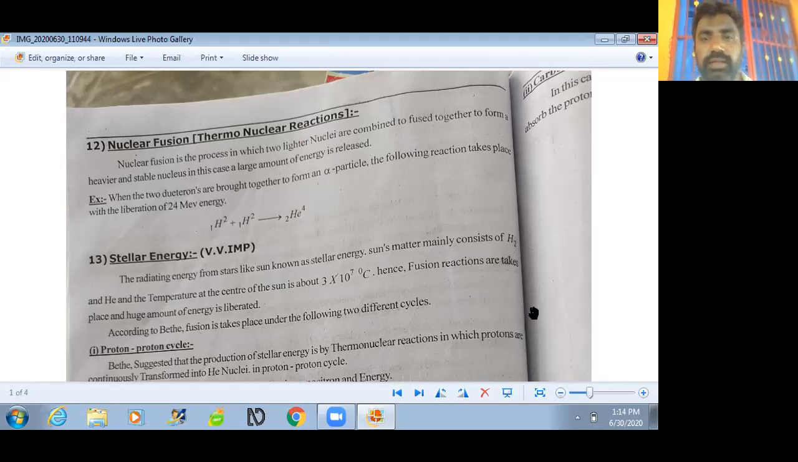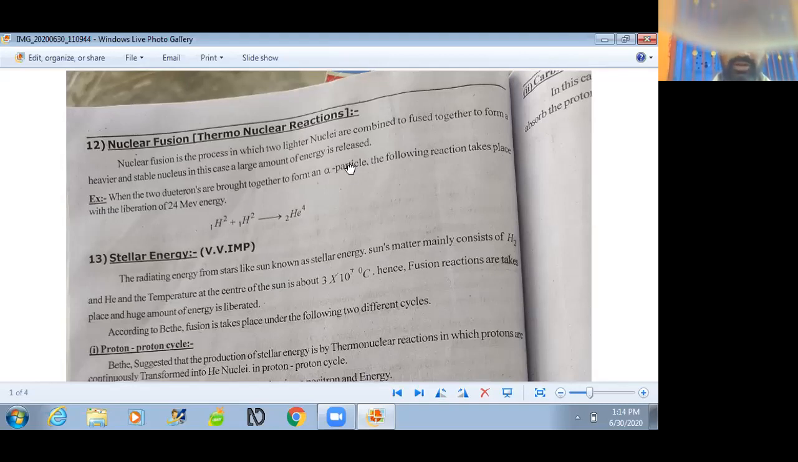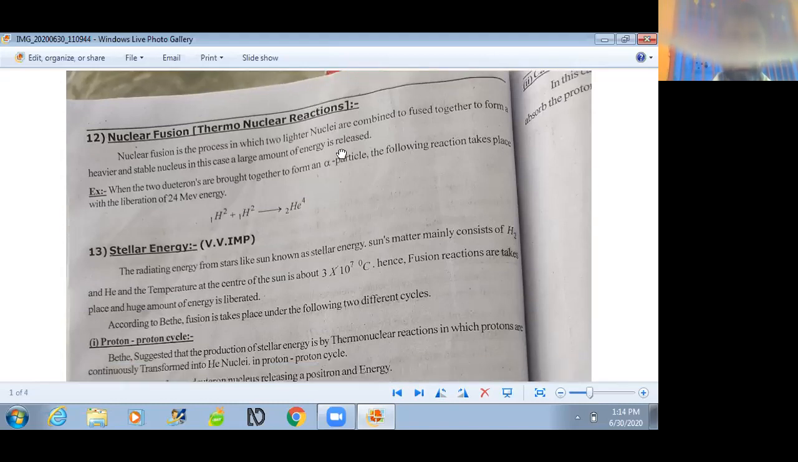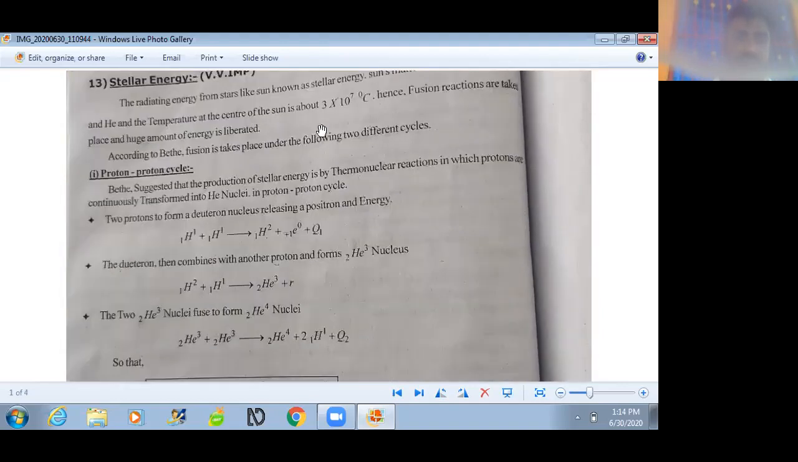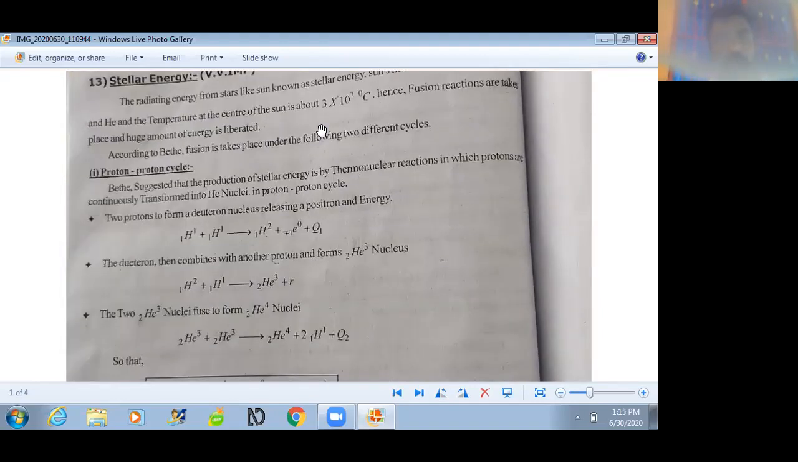According to Bethe, fusion reactions take place in two types of cycles. One is the proton-proton cycle and another one is the proton-neutron cycle. So what does the proton-proton cycle mean?